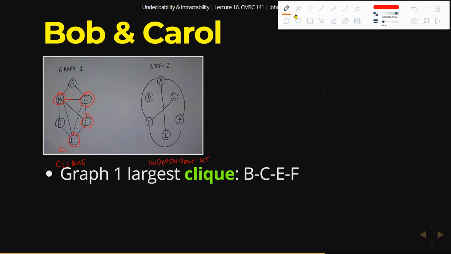That is because they're all connected to each other, right? B to C, B to E, B to F, and then F to C, F to E, and so on. And then C to E as well. So they're all connected to each other. So if you isolate B, C, E, F, there's a line from B to C, B to E, C to F, E to F, B to F, and C to E. So they're all connected to each other, right?